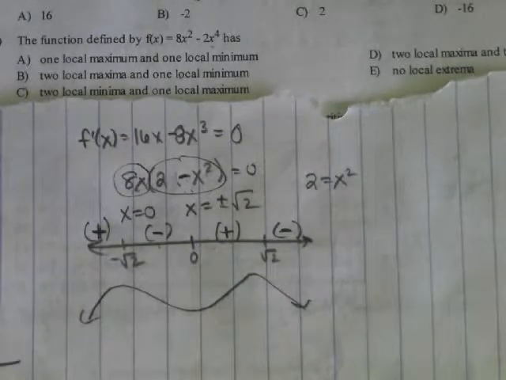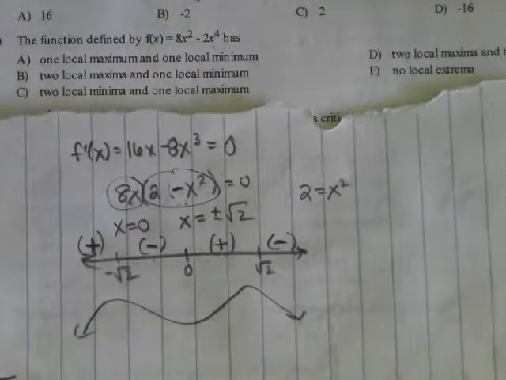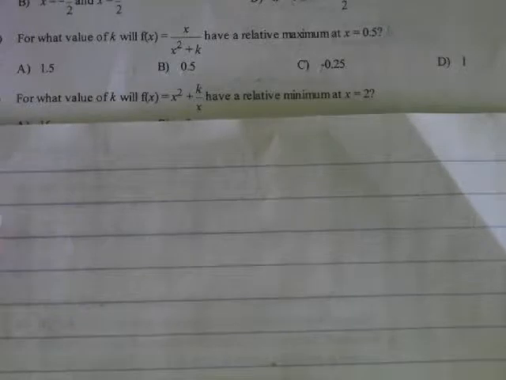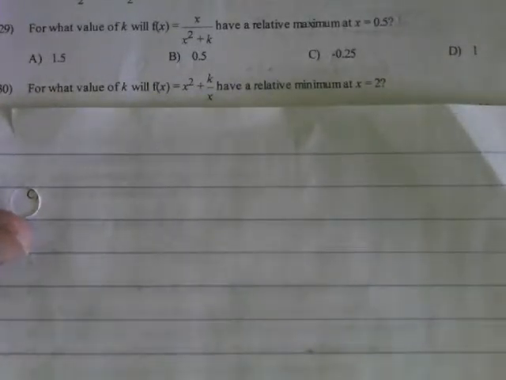30 is a tough one. I also ranked these on a scale of 1 to 5. I think I gave this one a 4. There's a couple 4s on your test, but it's mostly 1s, 2s, and 3s. I don't think I put a 5 on your test because I was feeling very nice. But they're asking you to figure out for what value of k we have a relative minimum at 2.